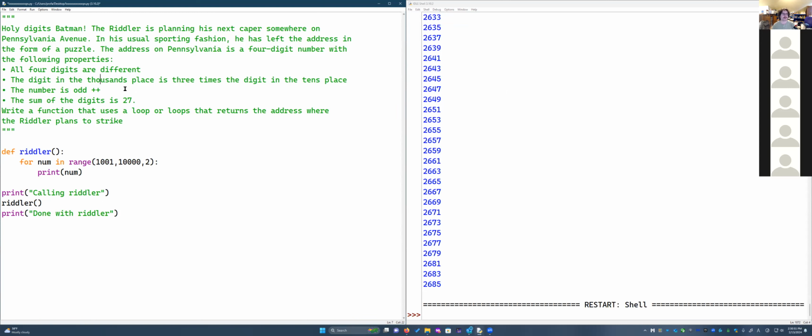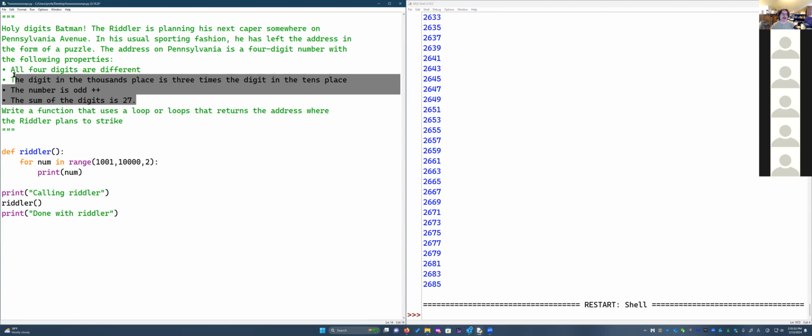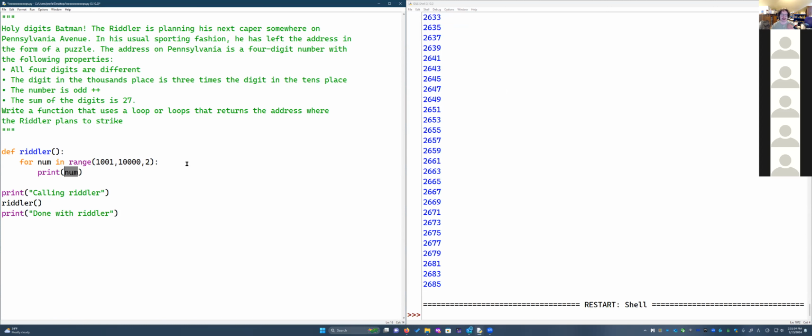Okay. All 4 digits are different. The digit in the thousands place is 3 times the digit in the tens place, and the sum of the digits is 27. Before we can do this, this means that we probably have to take a look at the number and break it into its individual digits. Now there are two ways we can do this. The first way is a bit weird, in my opinion, but it's very direct, which is you go and turn this into a string, okay?